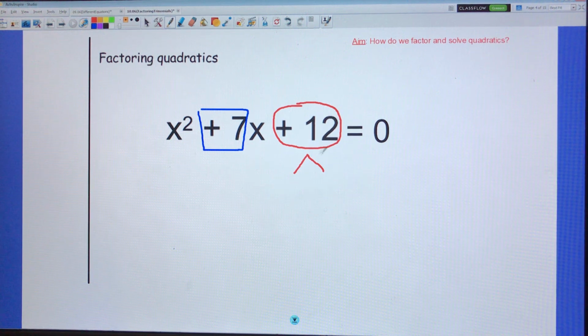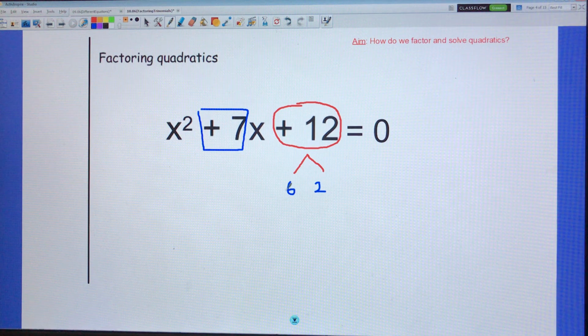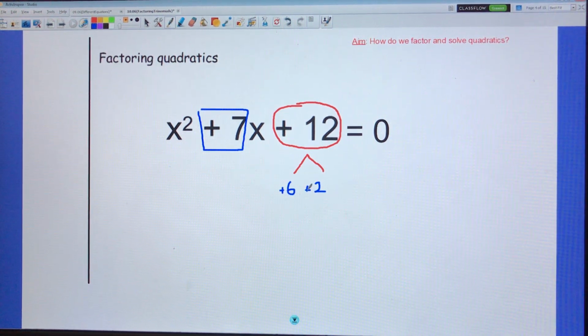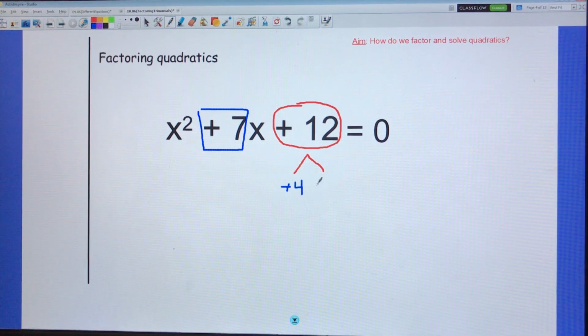If I look at the combinations that make 12, there's a whole bunch. There's 6 and 2, but if I do positive 6 and positive 2, they don't add up to 7, so I have to try another combination. My combination is going to be positive 4 and positive 3, because 4 times 3 is 12, and then 4 plus 3 is 7. So if I add this up, it becomes positive 7. That's what we want.